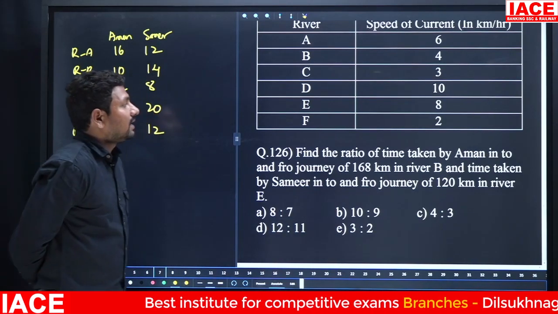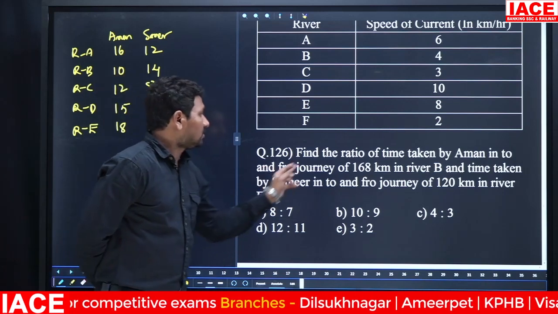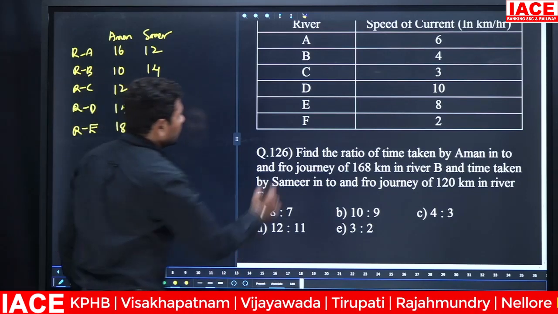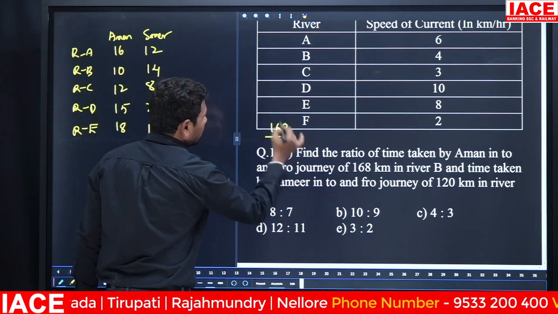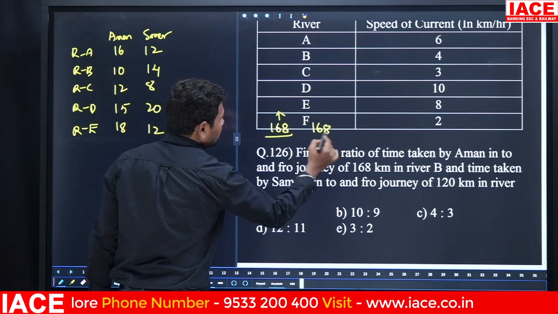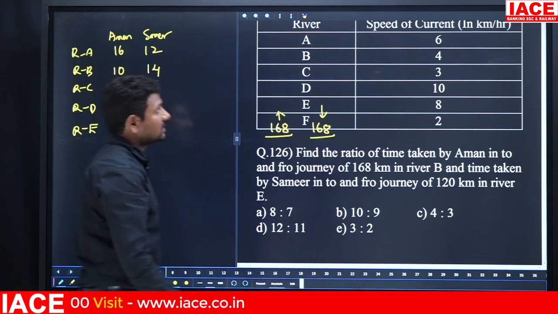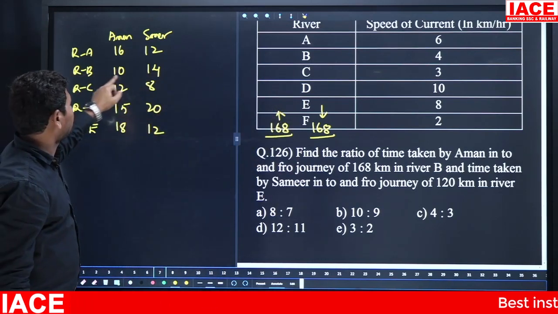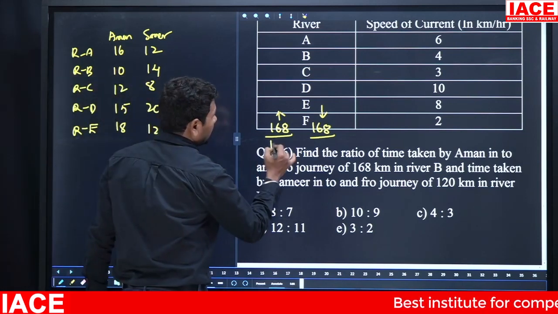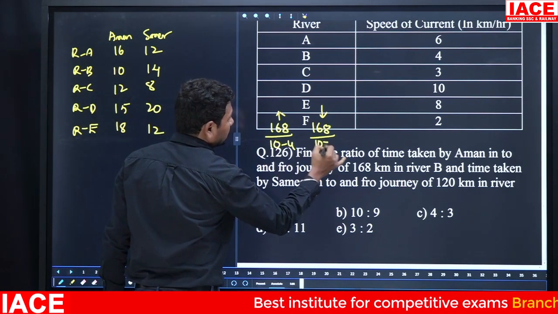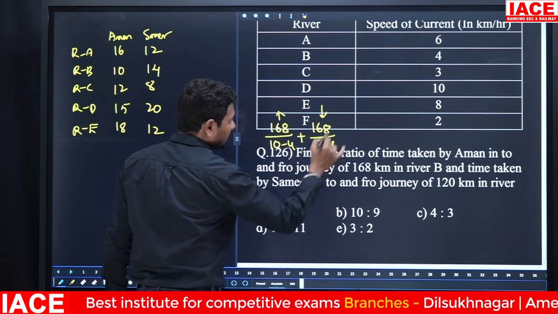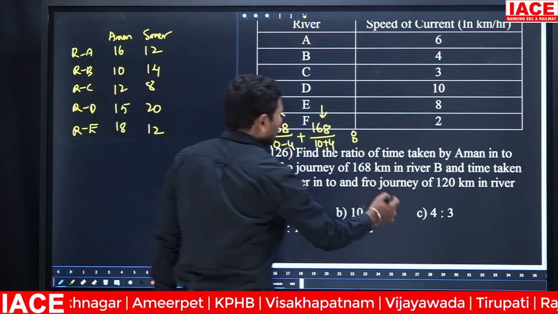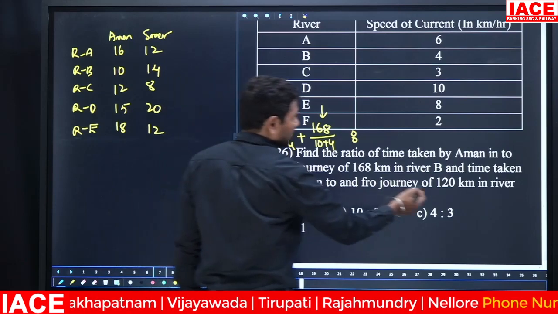Find the ratio of time taken by Aman in a journey of 168 kilometers in river B. How do you calculate? River B: 168 kilometers he goes upstream, the same 168 kilometers he goes downstream. Aman's speed in river B is 10 minus 4 and 10 plus 4. This is the total time. Ratio of time taken by Aman for 168 kilometers, next, time taken by Samir for 120 kilometers.